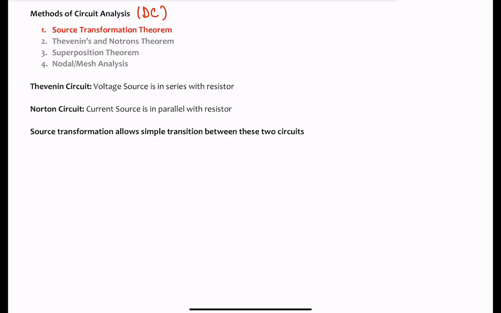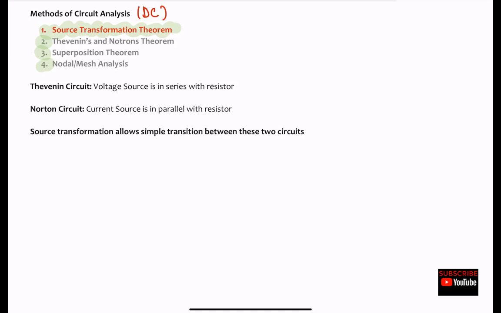The first step, in this tutorial, we are only going to learn about the source transformation theorem, but the other three techniques or methods are referred to as Thevenin's and Norton's theorem, superposition theorem, and lastly, we will cover nodal and mesh analysis. Remember, in this video, we are only going to learn about source transformation, and in the next video, we'll learn about Thevenin's and Norton's theorem.